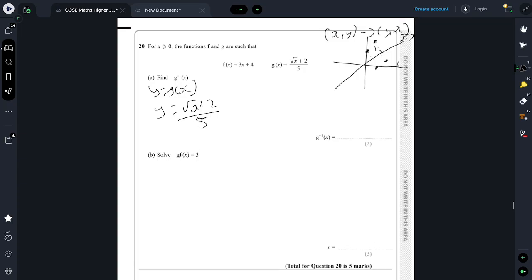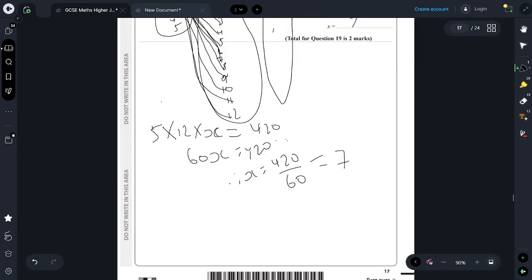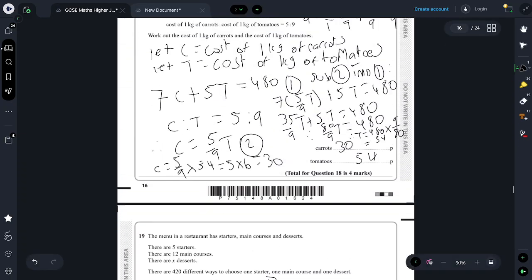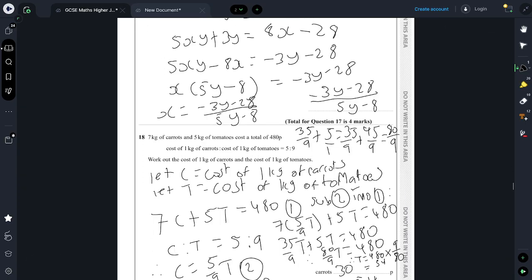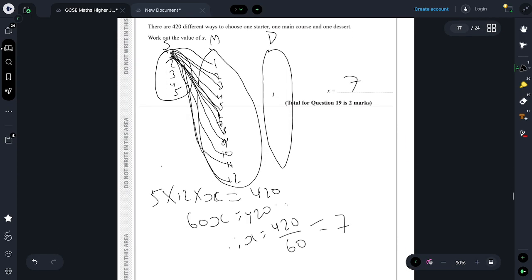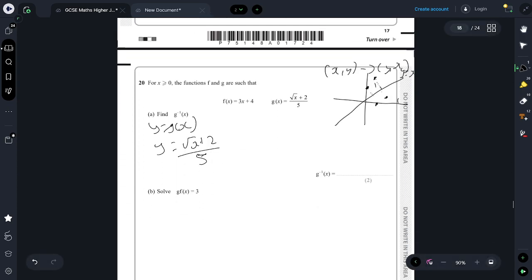Which actually reminds me, it's very, very similar to the rearranging question we did up here. Well, x is now in terms of y. That's exactly the same process we're doing here. Which makes me surprised, actually, that it's the same sort of question that comes up twice. But anyway, so rearrange again, exactly the same process as we did before. Get rid of the fraction, so you times by 5. So 5y is root x plus 2.